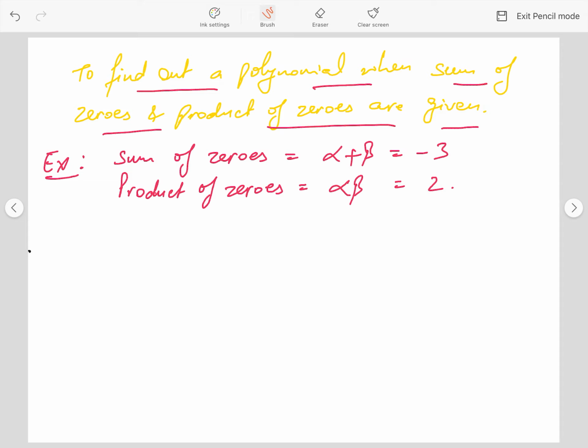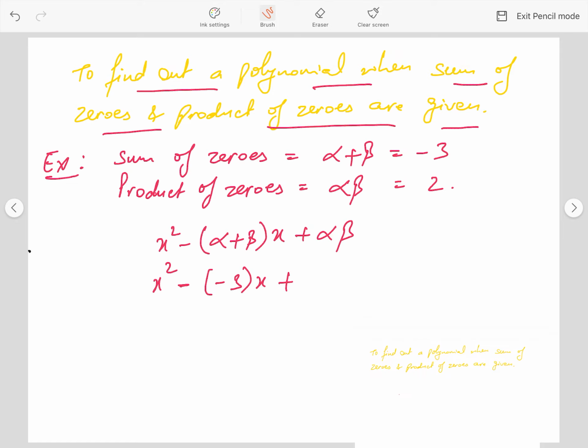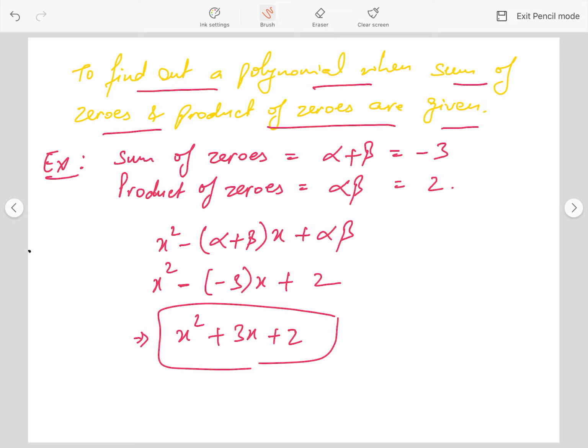So the formula that I have told you to find out the polynomial is x square minus (alpha plus beta) into x plus alpha beta. So x square, in place of alpha plus beta we will write minus 3 into x, plus in place of alpha into beta we will write 2. So our polynomial will be x square plus 3x plus 2. So this will be our polynomial.